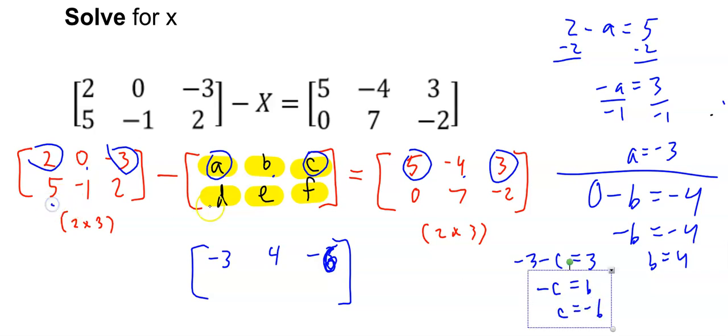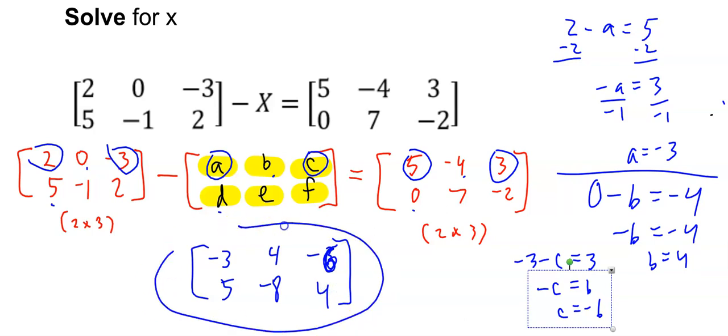Set up the next one. 5 minus D is 0. 5 minus 5 is 0. That's easy. -1 minus E is 7. So -1 minus -8 is like +8, which is +7. And 2 minus F is -2. 2 minus 4 is -2. So pretty soon you figure out the matrix, which is really what we're trying to find. The matrix X would be this matrix right there.